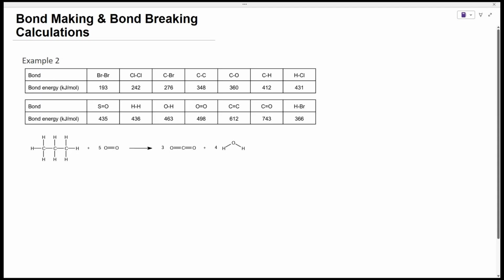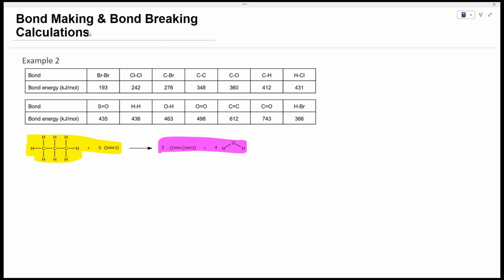Right, so we're going to go on to example 2. Now, the first thing you'll notice about this example is the complexity has increased a little bit. Method is still going to remain the same though. We're going to highlight our reactants in one colour. Okay, and then we are going to highlight our products in another colour. So we've highlighted our products in pink, reactants in yellow, and then what we're going to do is we're going to work through our calculation.